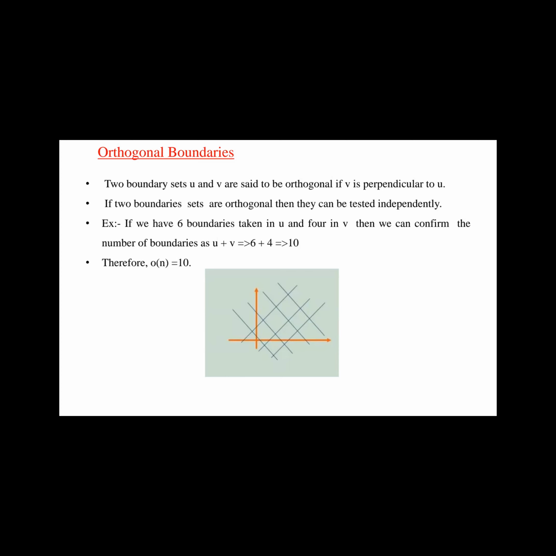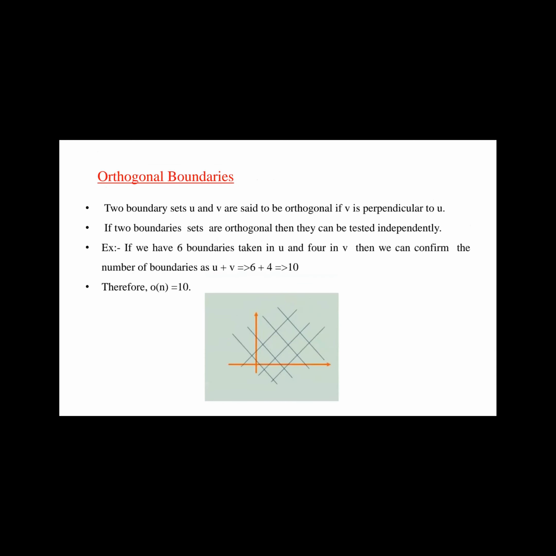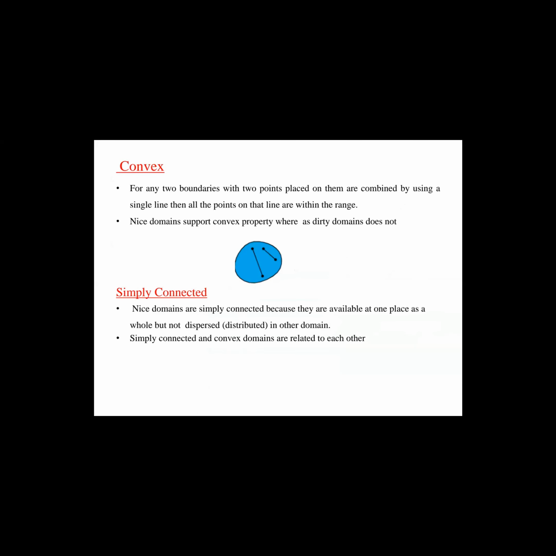Then the nice domain can also be taken as a nice domain when it is in a linear format. Next one is it has to be a complete boundary. If it satisfies the properties of complete boundary, next it has to satisfy the property of systematic boundary. Next, orthogonal boundary. If any one property is satisfied, it is enough that you can say that it is a nice domain. Okay. So the next domain is called the convex and simple connectivity.